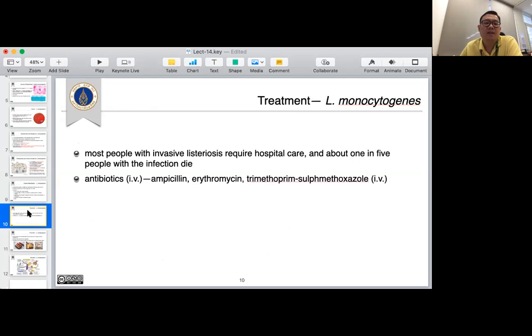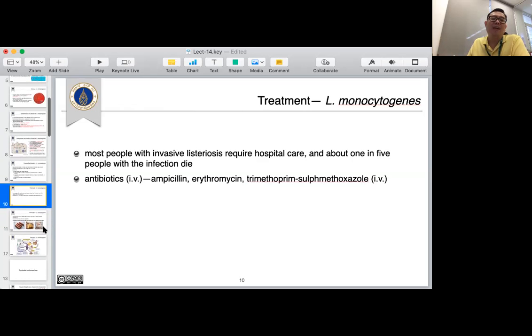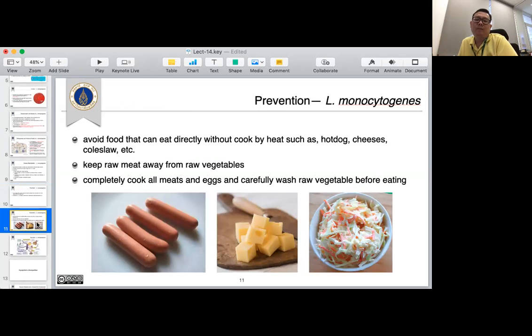Okay. So for treatment of L. monocytogenes, we use ampicillin. People who get infected, even though not so many people, cannot just go to see a doctor and get the medicine and go home. You probably need to stay in hospital. That's serious, because I think the treatment is intravenous. You probably put on an IV. Okay.